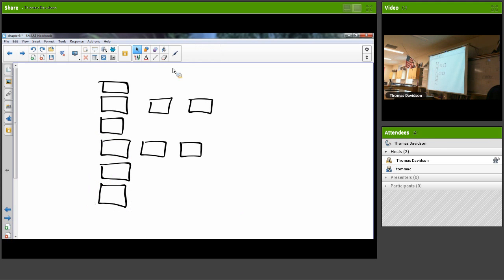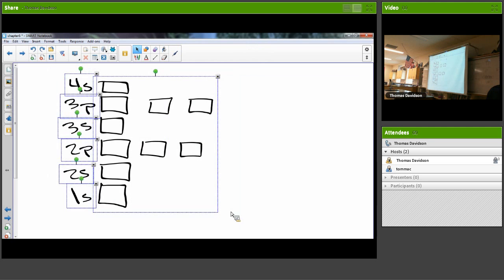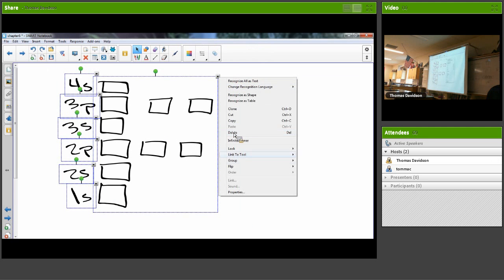Before I do that, hold on. You should label these. We're going to put a 1s right here, a 2s, a 2p, a 3s, a 3p, and a 4s. And then I'll group all this and lock it into place.